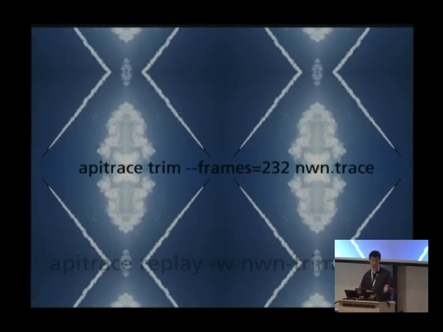But the operation we can perform now is we say apitrace trim --frames equals 232, and it's plural because you could do like 232, 235, 238, whatever. You have these complicated call sets of the things that you're actually interested in holding on to, and it will trim the trace down to just those frames.